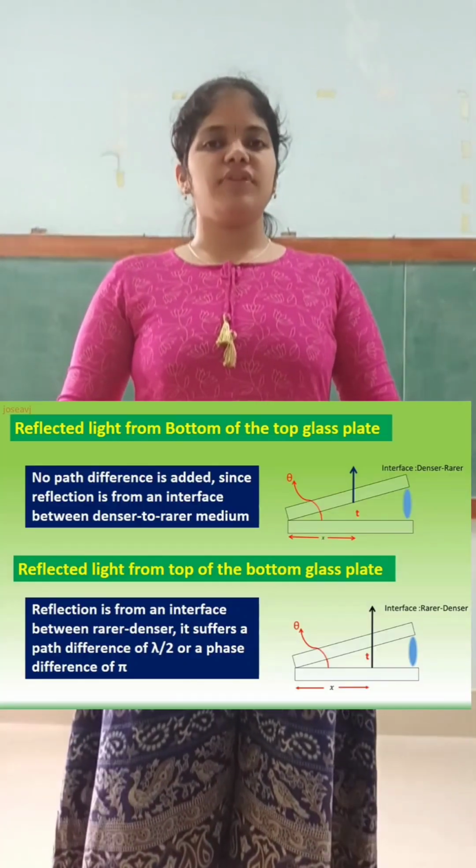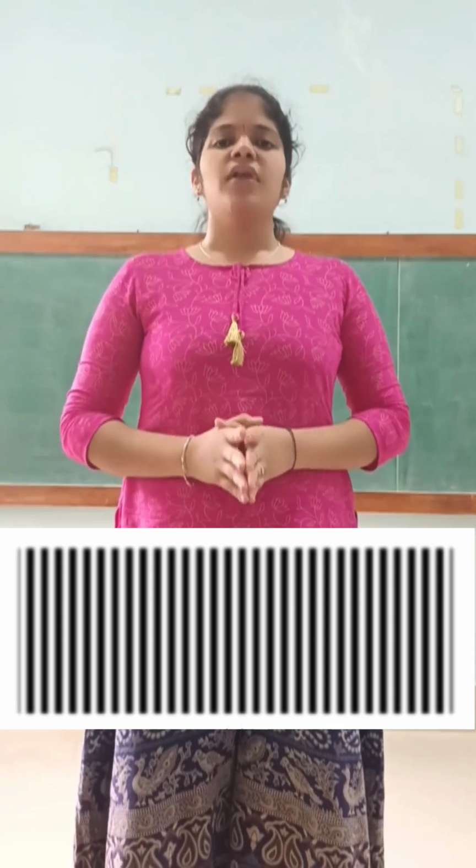When a parallel beam of monochromatic light falls normally on this arrangement, interference takes place between the two reflected rays, one from the upper surface and one from the lower surface. These two reflected rays produce a pattern of alternate dark and bright interference fringes. Now, we will see in detail how interference occurs and how we can measure the thickness of a thin material using it.